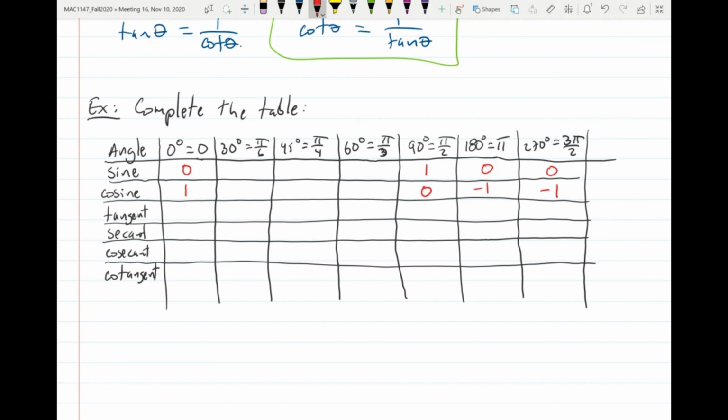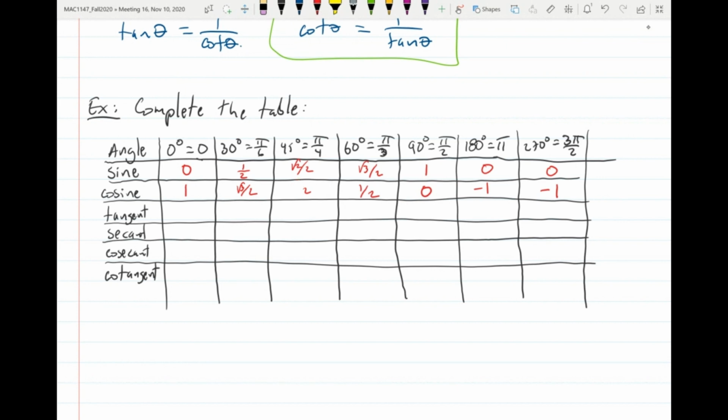All right, so now let's put the special guys, 30, 45, and 60. So that's 1/2, and then square root of 3 over 2. And here we have square root of 2 over 2, square root of 2 over 2. And then here we have the square root of 3 over 2, and then 1/2. Okay?